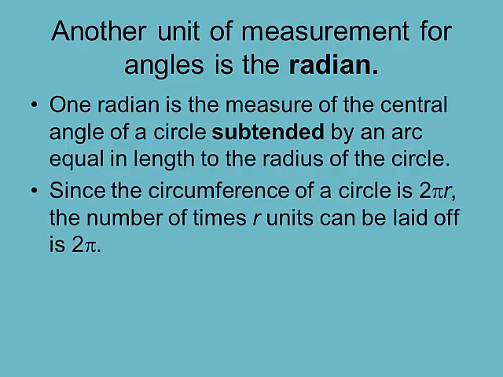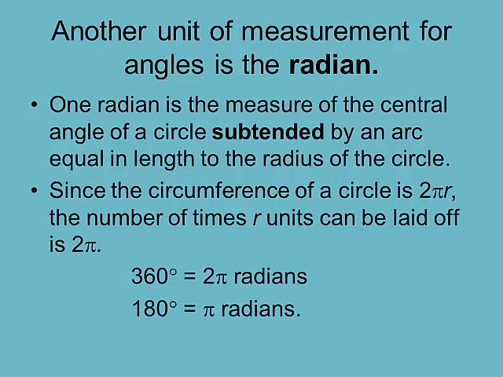Now, since the circumference of a circle is 2 pi r, that's an old formula that you remember from high school, the number of times r units can be laid off is 2 pi. So I can lay the radius off around the circumference of a circle 2 pi times. Again, that circumference is 2 pi r. There are 2 pi r's all the way around. I don't know if that makes sense, but that's why one trip around the circle, which you would normally think of as 360 degrees, is 2 pi radians, because I can lay the radius down 2 pi times, and that's an irrational number, but we have to deal with it anyway.